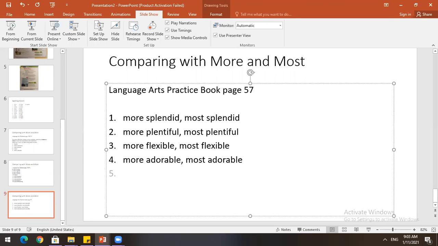Okay, Asir, number 5. Yes, Yusuf? Would you like to answer number 6? Okay, go ahead, Asir, number 5. Graceful. B. Excellent, more graceful, most graceful. We cannot say gracefuller, right? Or gracefulest. This would be incorrect. Thank you.